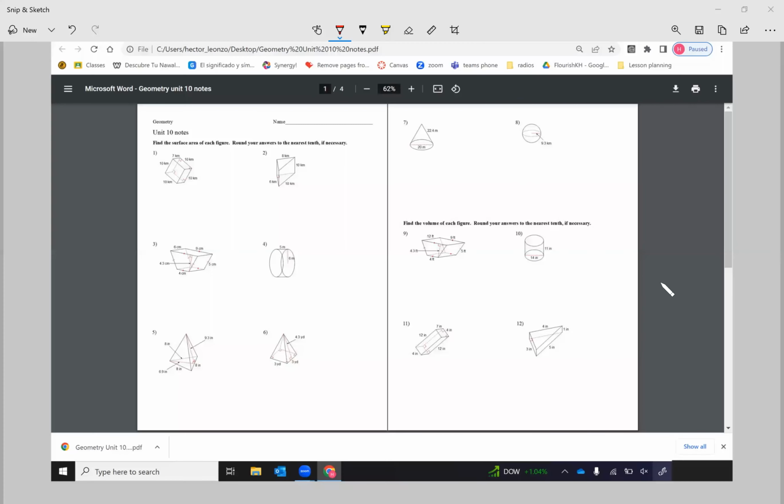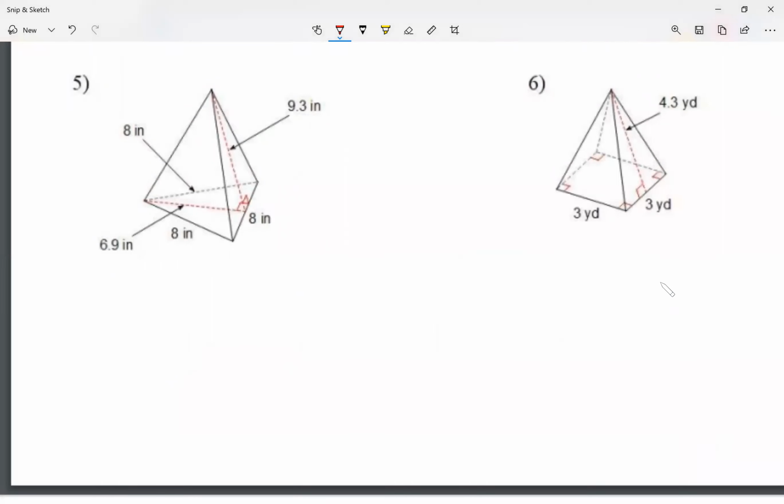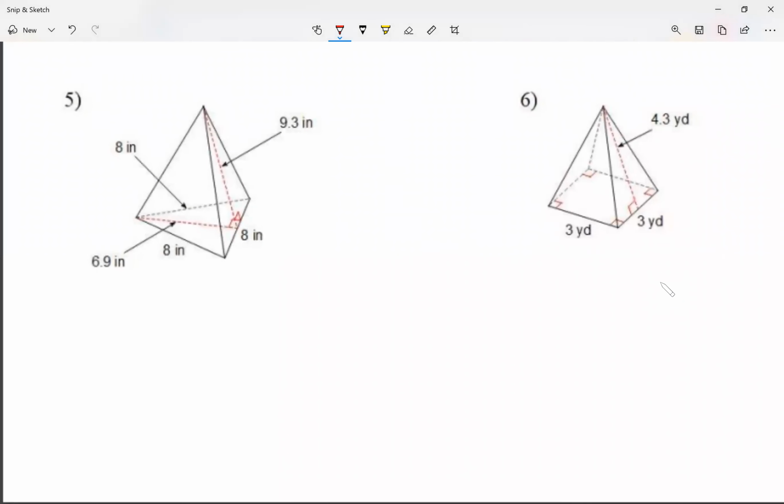Okay, so today we're going to be looking at surface area. We started talking about surface area yesterday, about prisms and cylinders. Now we're going to talk about pyramids, cones, and spheres.